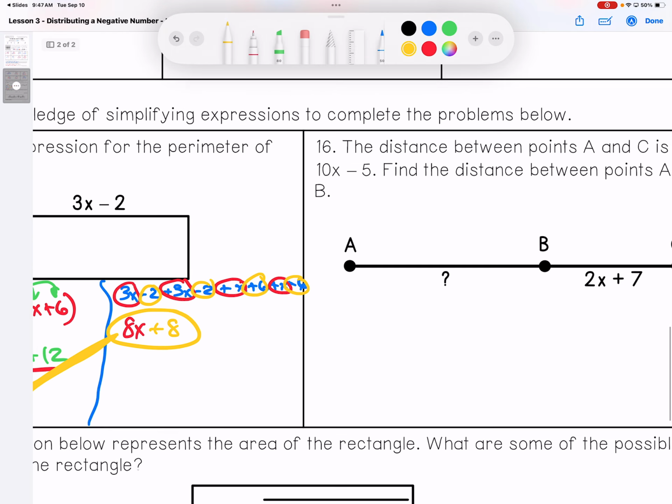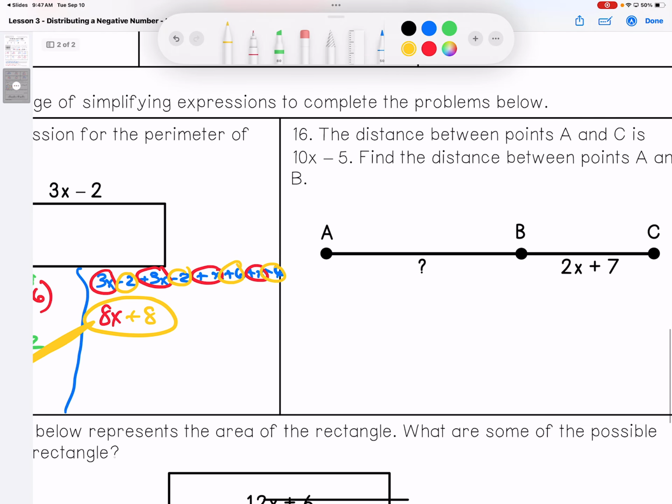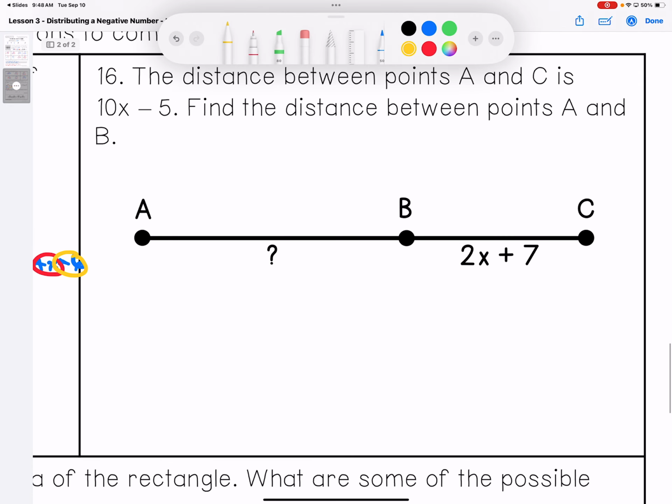Number 16. All right, 16. The distance between point A and C is 10x minus 5. Find the distance between point A and B. So we know the distance between A and C is 10x minus 5. So the whole thing is 10x minus 5.